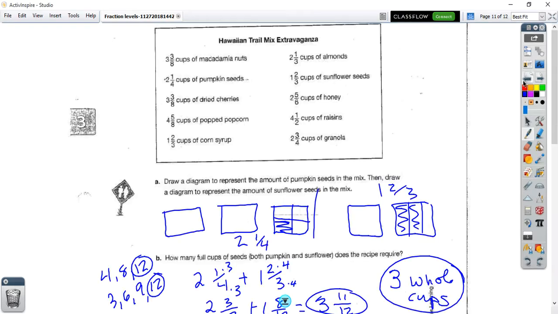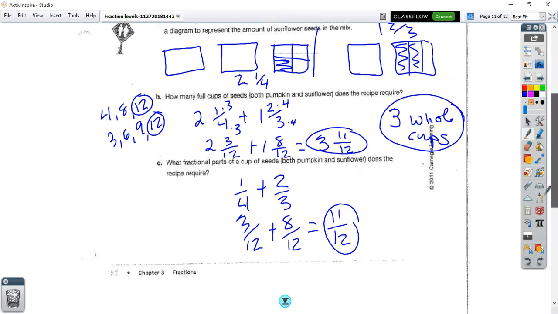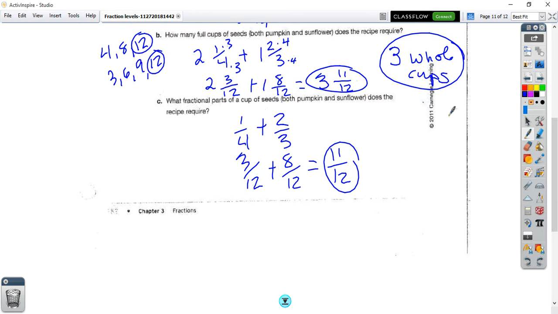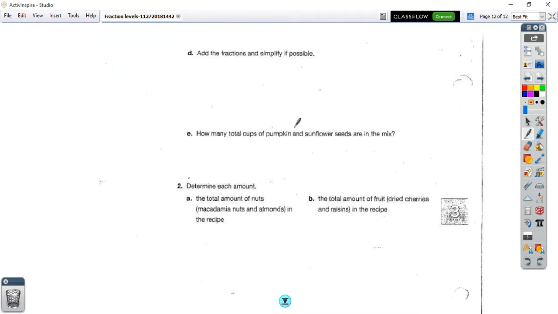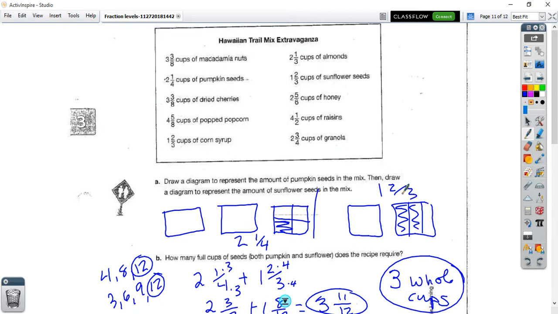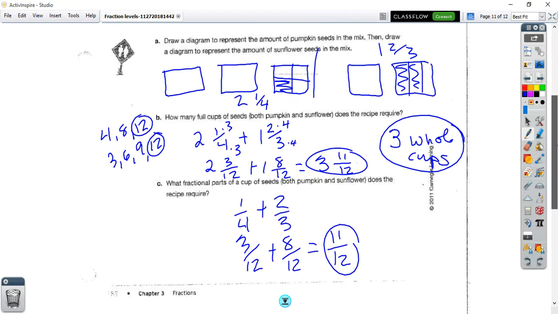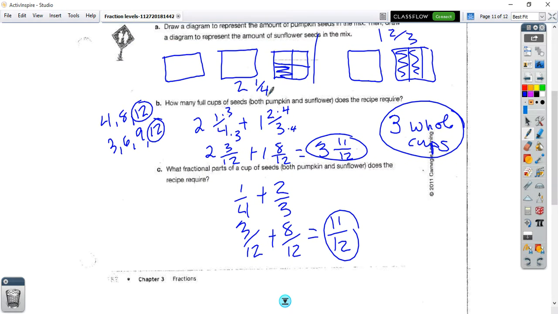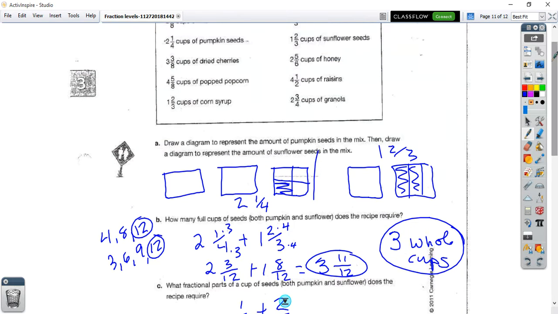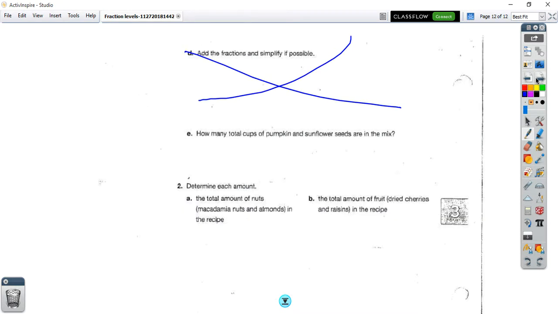I was supposed to add 3/12 plus 8/12. So I don't want to do that because I already did it. So I'm going to cross this off. And then it says, how many total cups of pumpkin and sunflower seeds are in the mix? Well, again, I already did this because I added it together already because we're good like that. So pumpkin and sunflower, we already did it in the first problem, 3 11/12. So if you want to write it down, you can write 3 11/12.